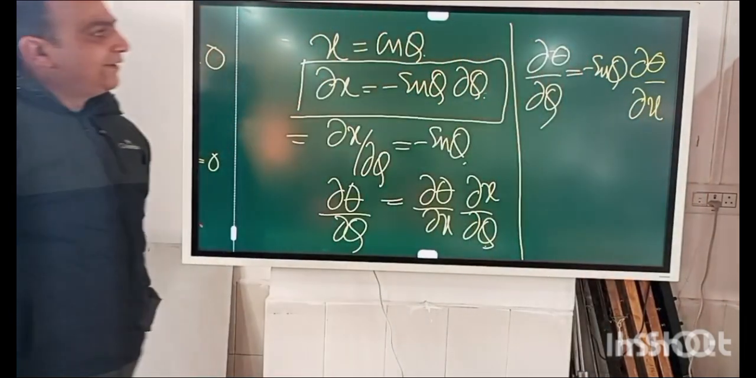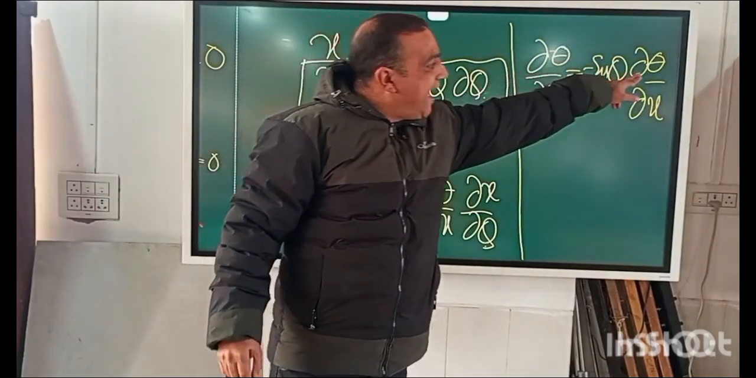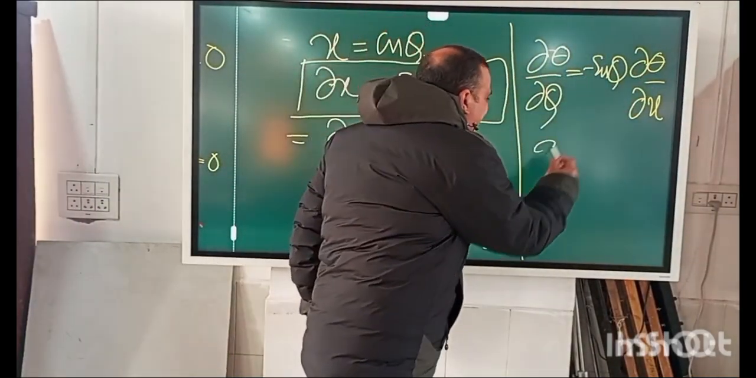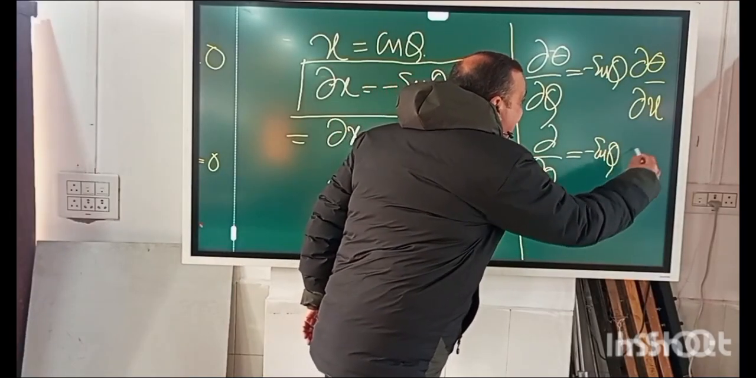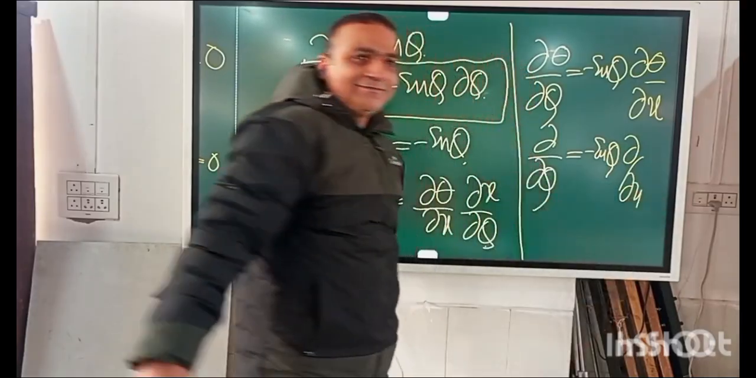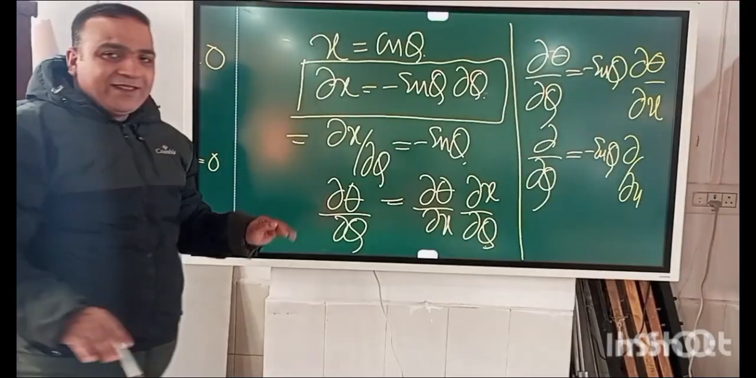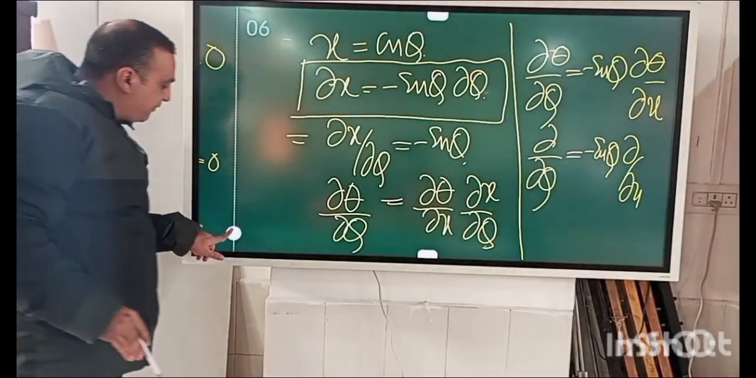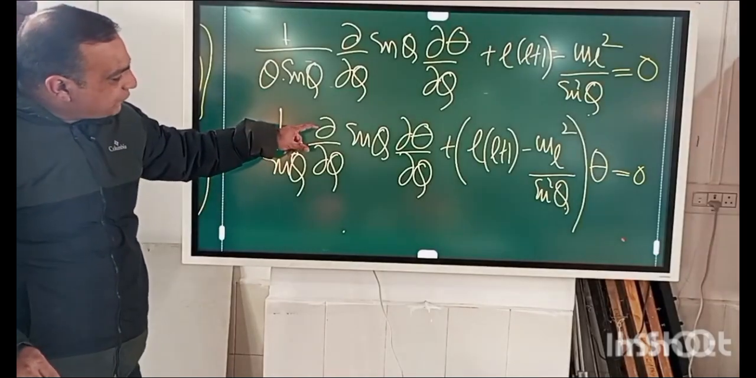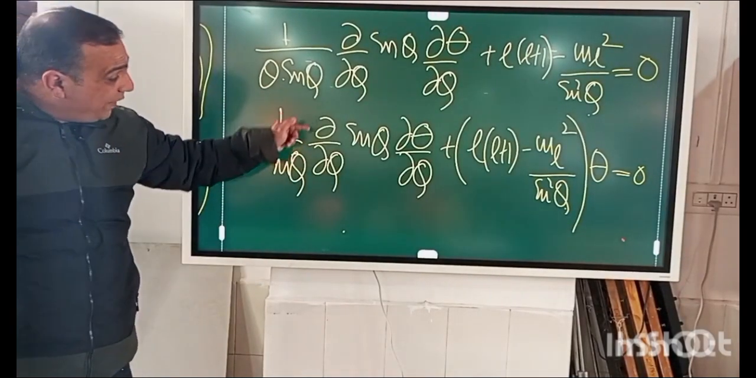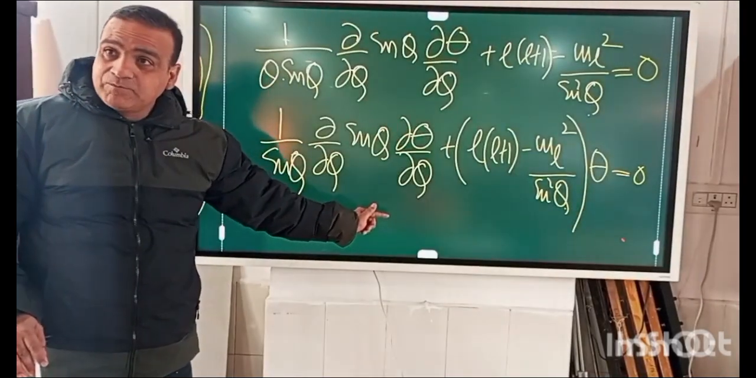Look at this equation. Here you have capital theta, here you have capital theta. Can I think of something like this, that dou by dou theta is minus sine theta dou by dou x? Yes, I can do it. So now I have both things that I have in my original differential equation. This is my differential equation, so I can use it for dou by dou theta of sine theta, and I can also use it for dou capital theta by dou small theta.